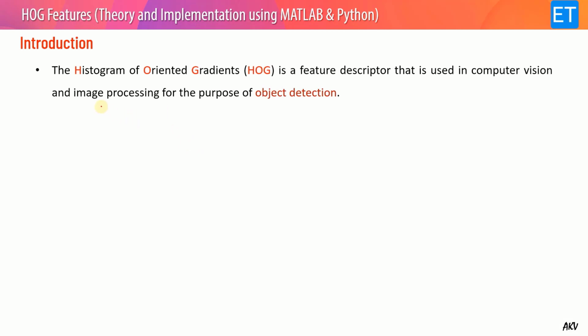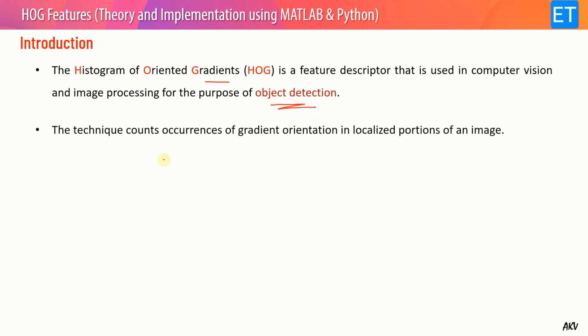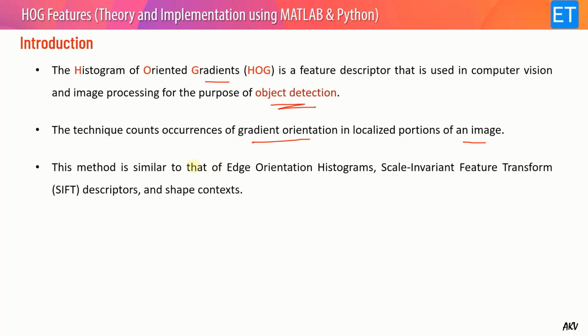The HOG feature, which is actually the histogram of oriented gradients, is a feature descriptor that is used in computer vision and image processing for the purpose of object detection. It's very popular. The technique counts the occurrence of gradient orientation in local portions of an image. This method is quite similar to edge orientation histograms, scale invariant feature transform, I mean the SIFT descriptor, and shape contexts.